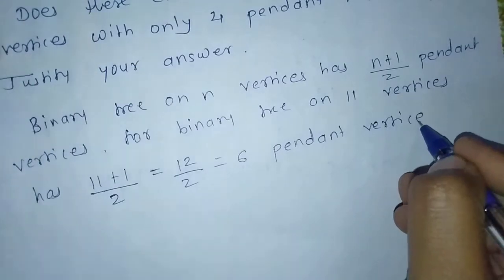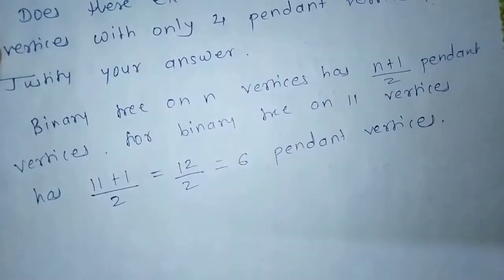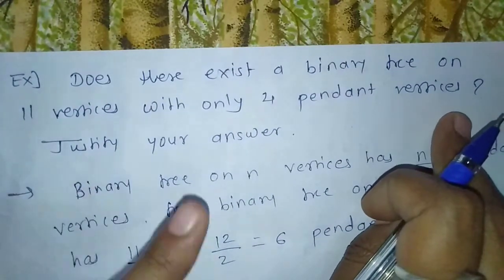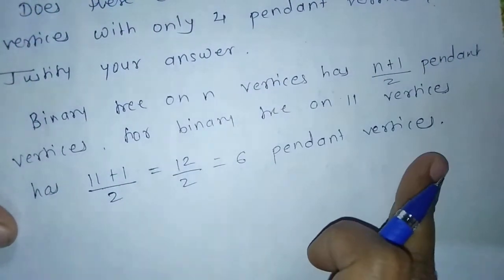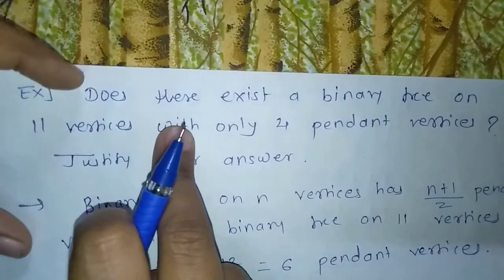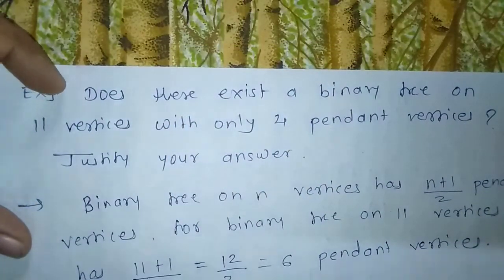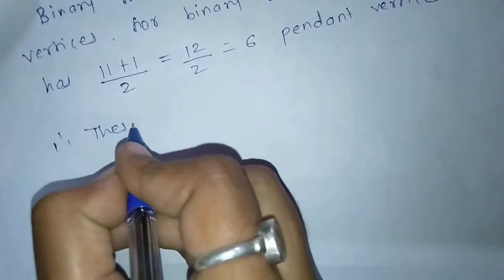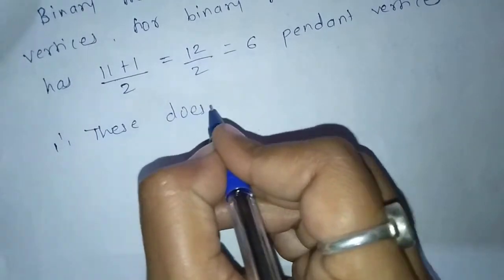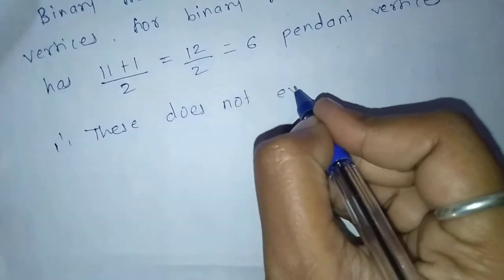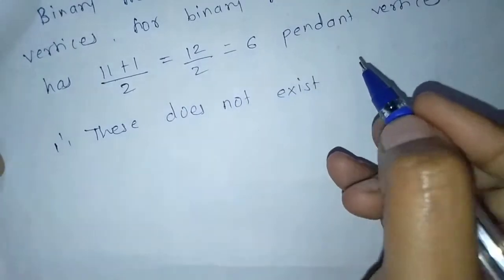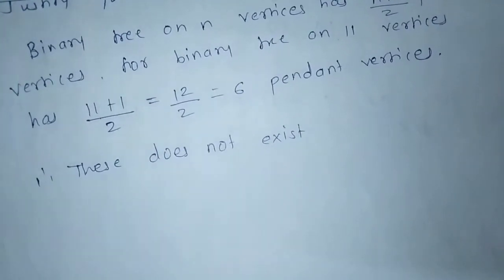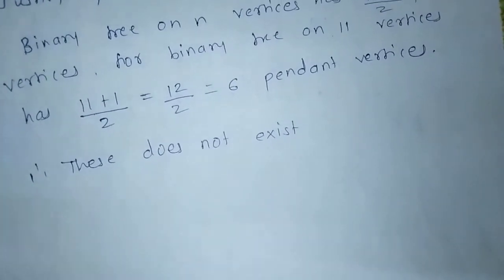vertices. So 4 pendant vertices does not exist. For 11 vertices there are 6 pendant vertices. So this statement is not true. Therefore this does not exist. This means a binary tree does not exist which has 11 vertices with 4 pendant vertices.